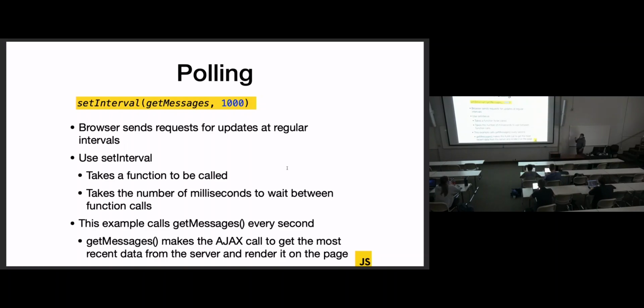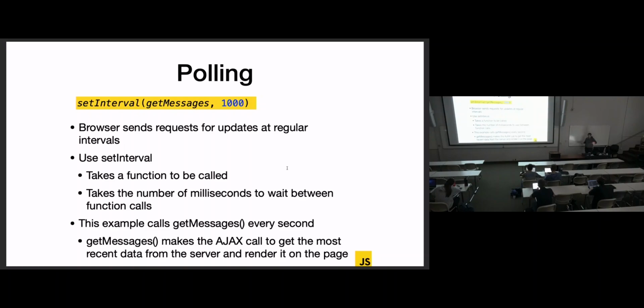We're going to call a function at regular intervals. For this one, I say 1,000 milliseconds, or every second. So now every second my get messages function is going to be called. My get messages function sends off an AJAX request to get the messages from the server. I handle the response by rendering all of those messages to the page. So this is polling. So this is how we're finally getting interaction between users.